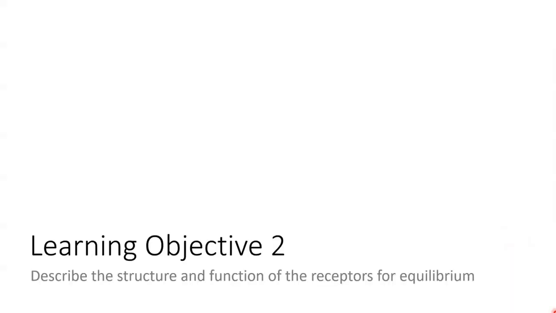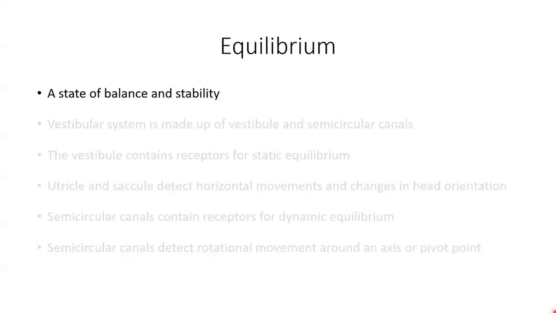Learning objective number 2 is now looking inside the ear and specifically at the receptors for equilibrium, which are located in the vestibule and the semicircular canals. But before we get to the receptors, we need a little bit of background on equilibrium.